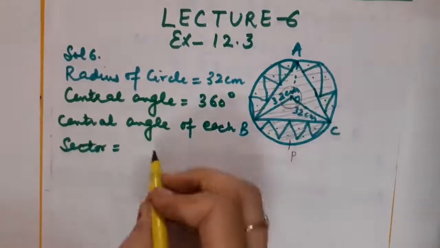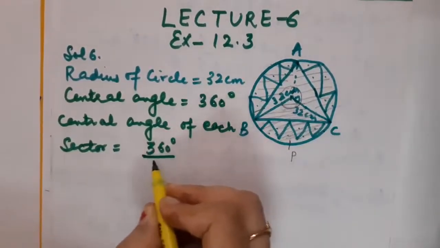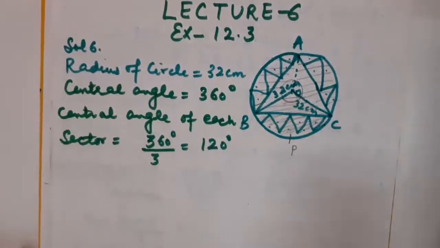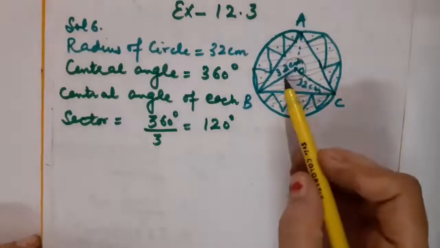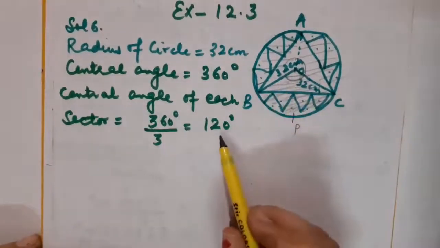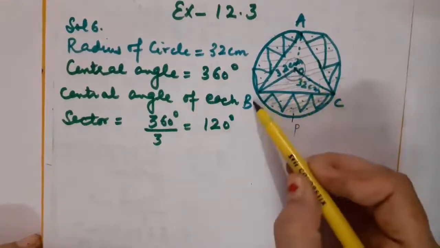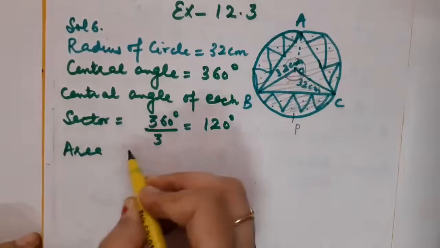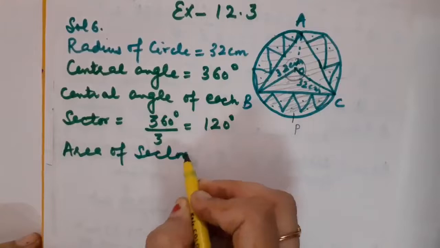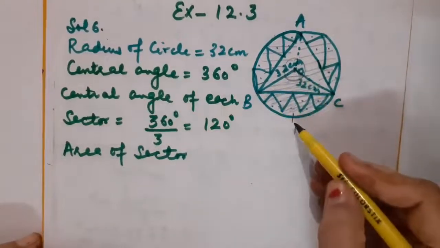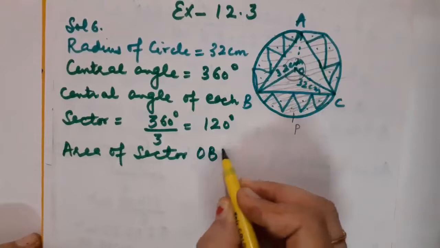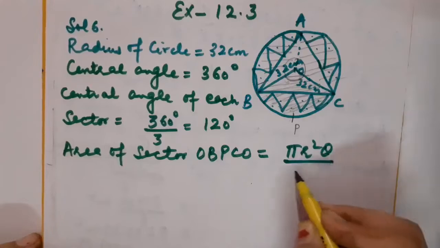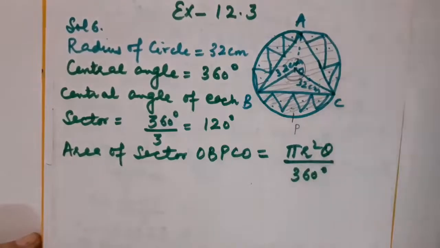As you know that there are 3 sectors, so the 360 degree angle must be divided into 3 parts. It will become 120 degree angle. Correct? Now children, using this given radii as well as center angle, I will be calculating the area of this sector. So the area of sector, what's the name? OBPCO. OBPCO is equal to pi r square theta upon 360 degree.